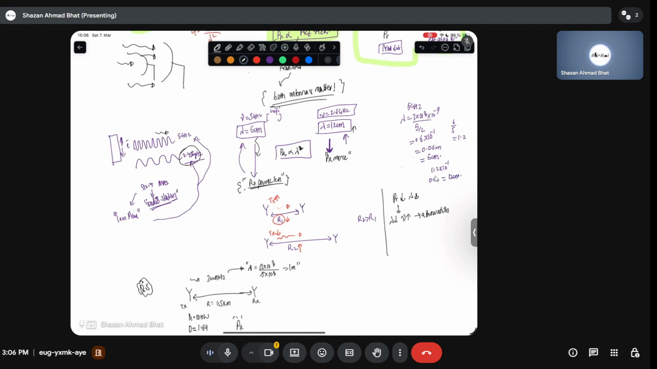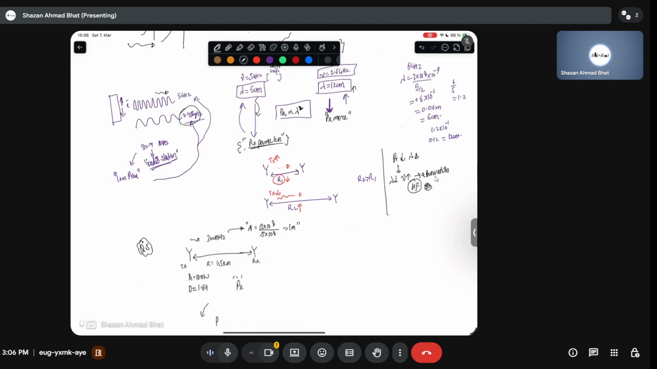So the high frequency beams undergo a significant attenuation compared to low frequency beams, and that's also the case. If you go to high frequency, it significantly attenuates in the channel compared to that of the low frequency signals.